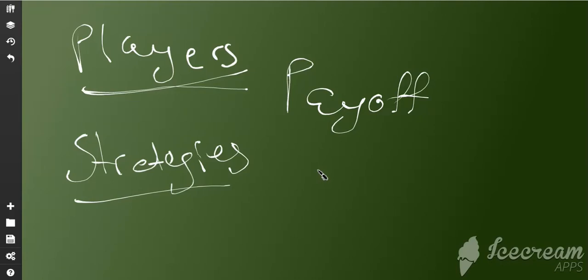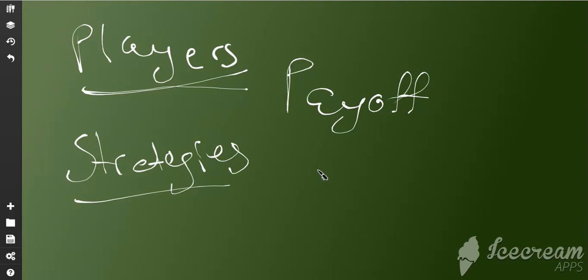Okay, the next type is normal form and extensive form games. Normal form games refer to the description of a game in the form of a matrix. Okay, and extensive form games are the ones in which the description of the game is done in the form of a decision tree. We'll basically talk about that later.